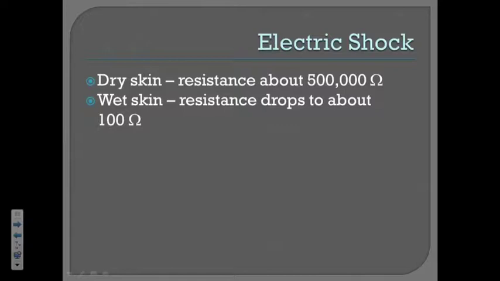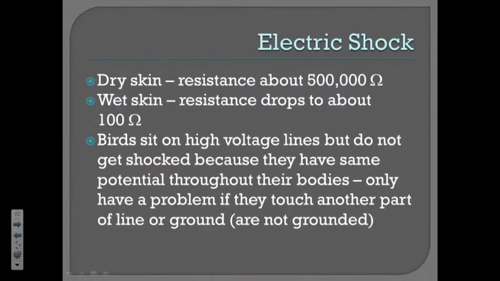So if you have dry skin, 500,000 ohms resistance. If your skin is wet, your resistance drops to 100 ohms, and that's because you have water on you, and that water is usually a better conductor than just your bare skin and bare body. So there you go.